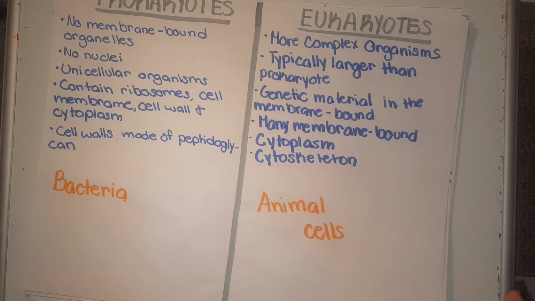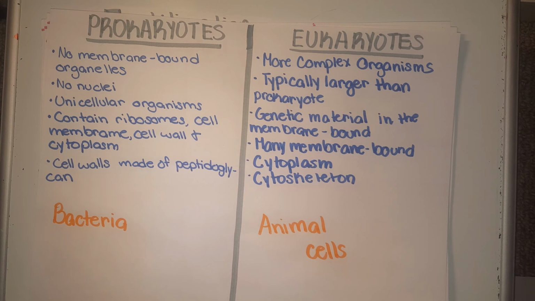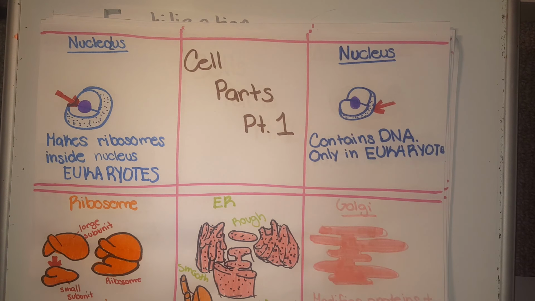Now, what's the difference between a prokaryotic and a eukaryotic? A prokaryotic has no membrane-bound organelles, no nucleus, is a unicellular organism, and contains ribosomes, cell membrane, cell wall, and cytoplasm. Cell walls are made of peptidoglycan. The examples of these are bacteria. Eukaryotics are more complex organisms, typically larger than the prokaryotic. They have membrane-bound genetic material, many membrane-bound organelles, cytoplasm, and cytoskeleton. And examples of these are animal cells.